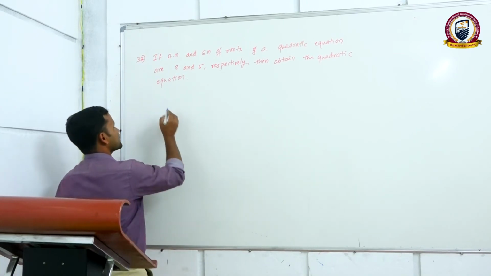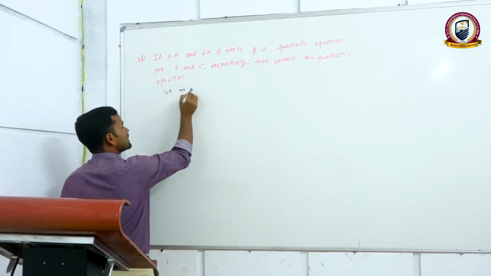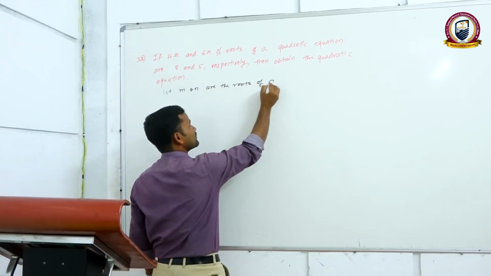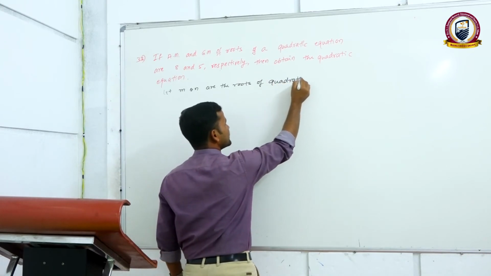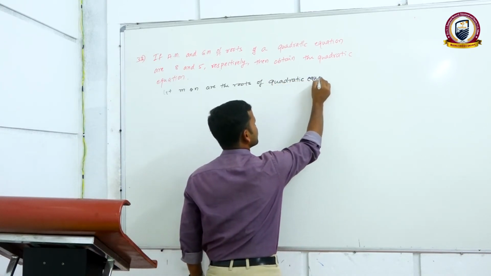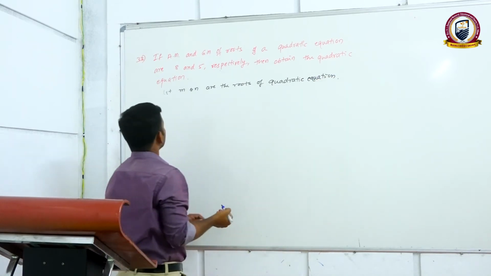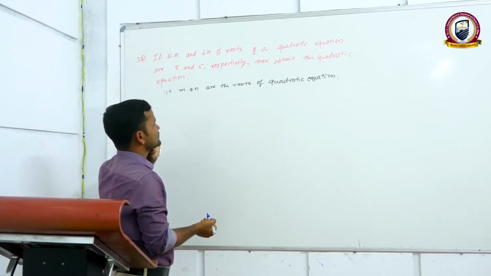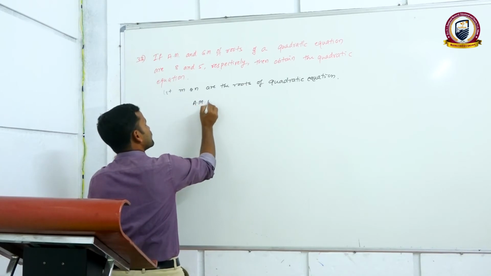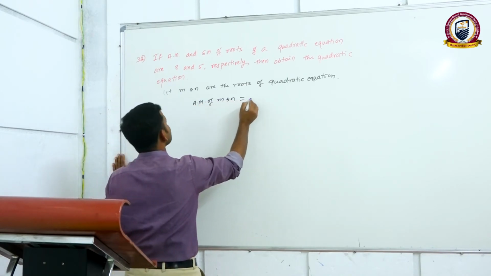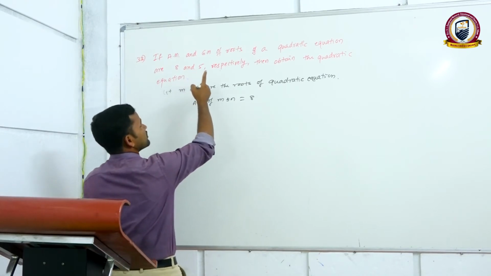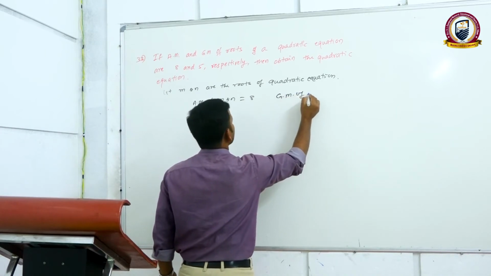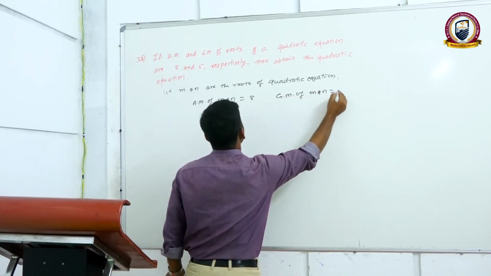We don't have them. So let M and N be the roots of the quadratic equation. That one we are choosing now. They have given that the arithmetic mean of the roots of the quadratic equation is 8. That means the AM of M and N is 8. And they are saying the GM of the roots of the quadratic equation is 5. Means the GM of M and N is equal to 5.